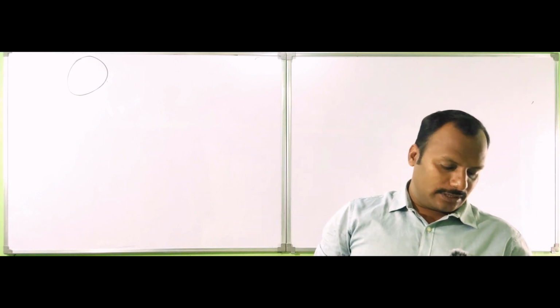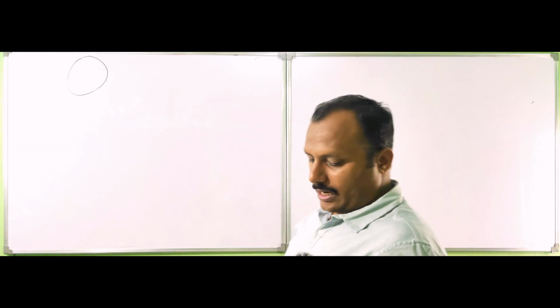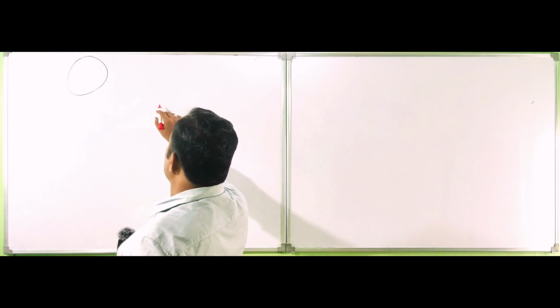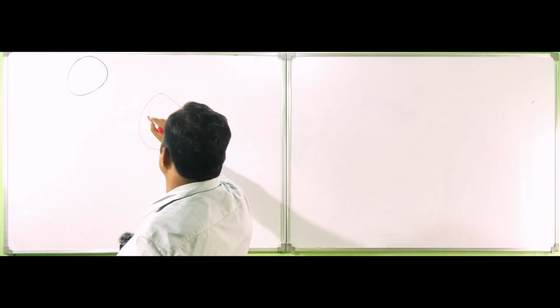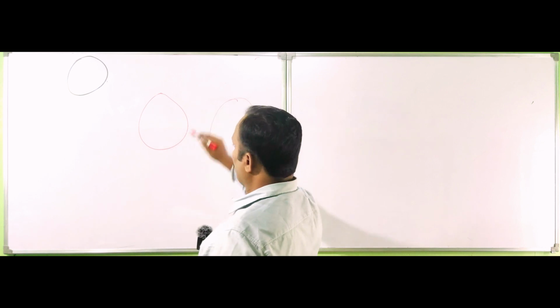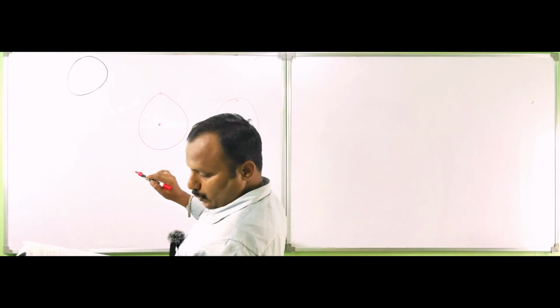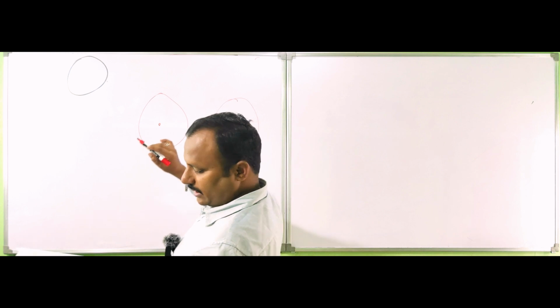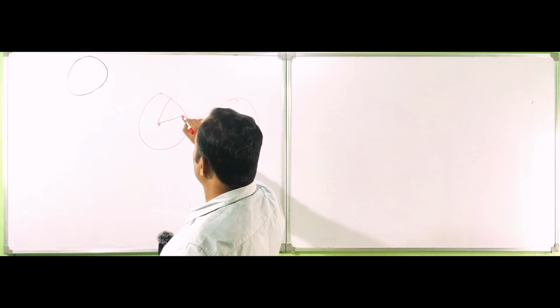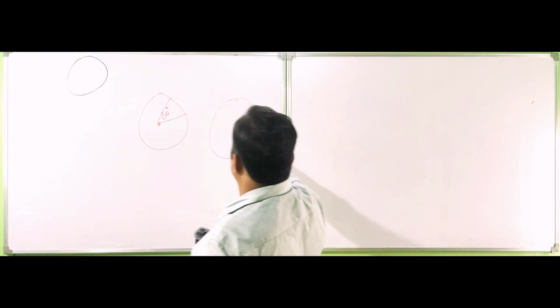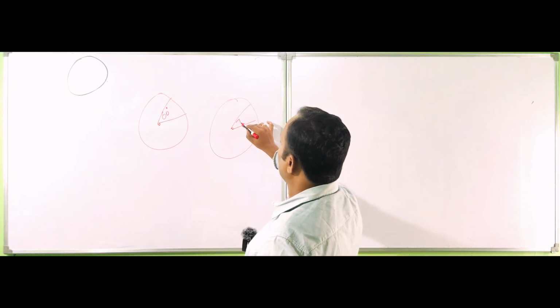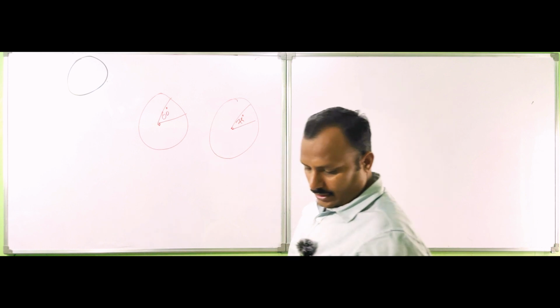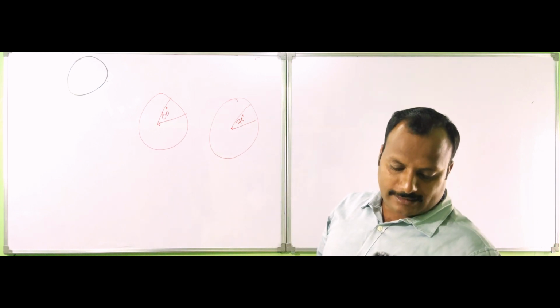If the arcs of the same length in two circles subtend angles of 60 degrees and 75 degrees at their respective centers. In two circles, one has 60 degrees and the other has 75 degrees at the respective centers, with arcs of the same length.